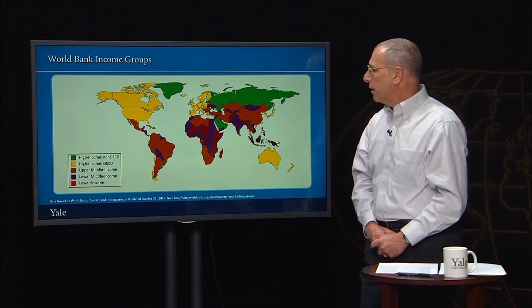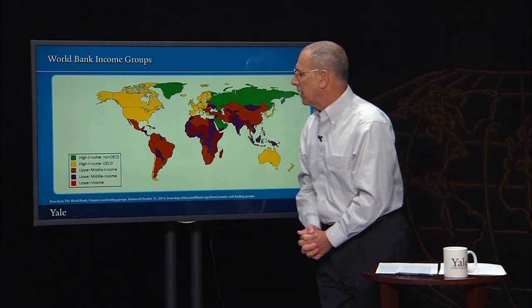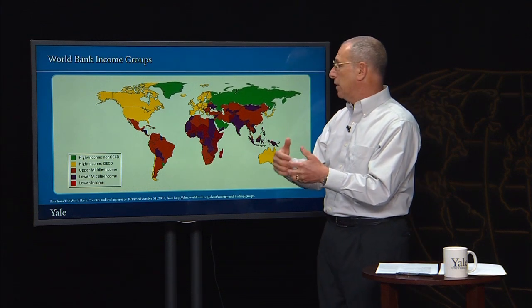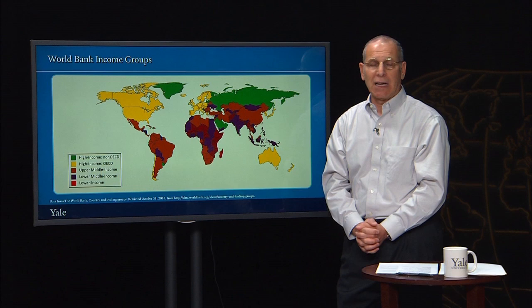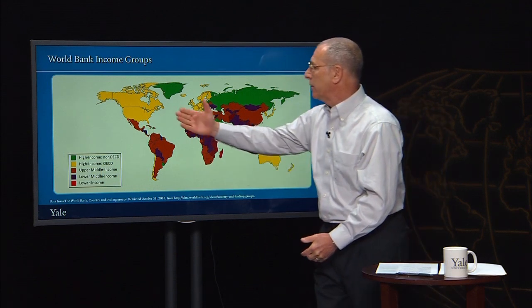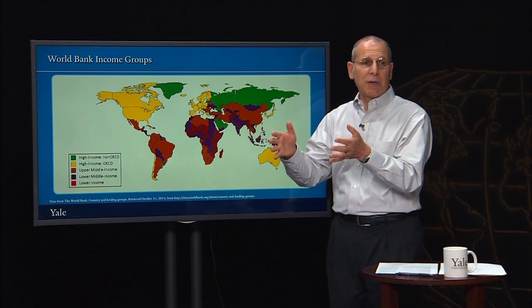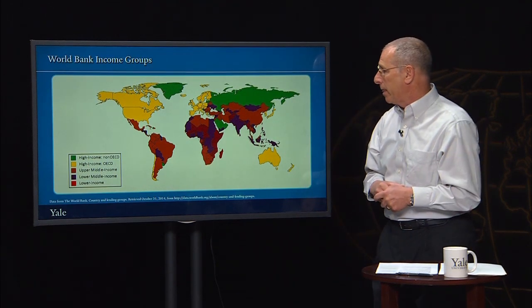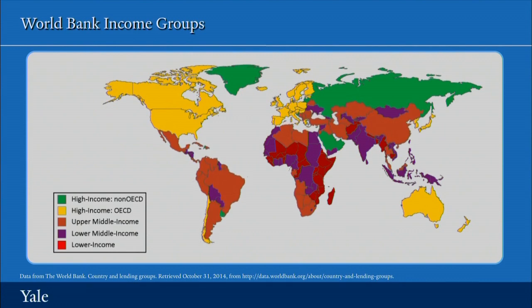So here, as we see, one group of countries is called high-income countries that don't belong to the Organization of Economic Cooperation and Development. And then there's another group of countries, which are high-income countries that do belong to the OECD. Then there are upper middle-income countries. There are lower middle-income countries. And lastly, there are what the World Bank defines as the lowest or lower income countries. And I remind you, this is based on a per capita income that the World Bank recalculates each year.